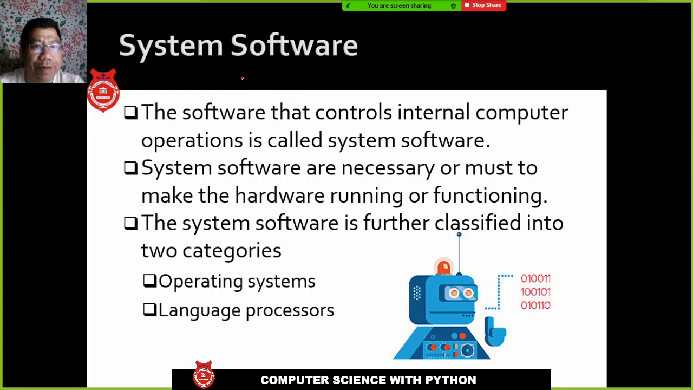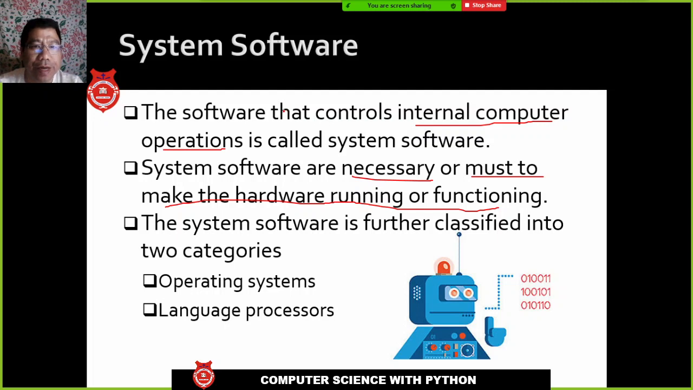Now let's talk about system software. System software are those software that control the internal computer organization, or the software that are necessary and must. Okay, the software that are necessary and must to make the hardware running or functioning. Okay, without system software, your hardware cannot function. Okay, so system software are very important.